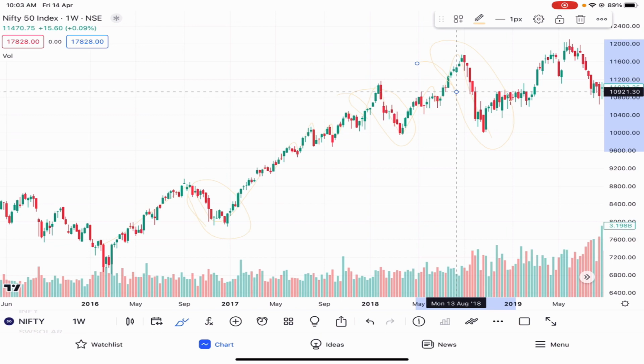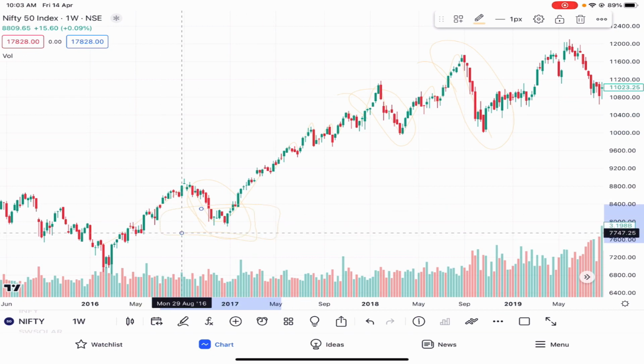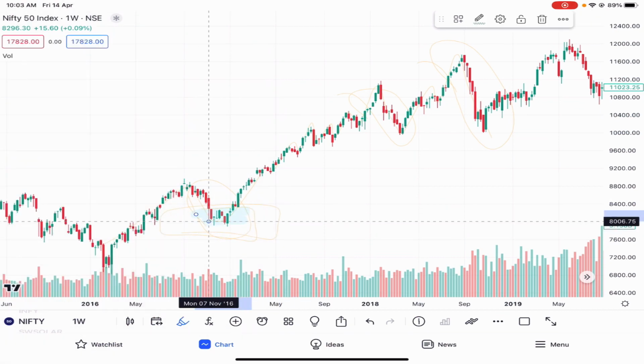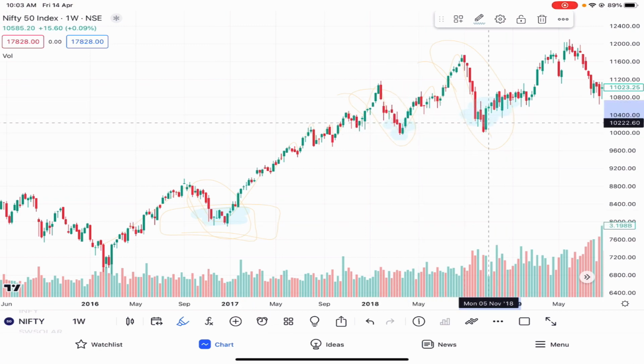Now inside my secondary trend, what is happening? Inside my secondary trend, I'm having a little bit of consolidation, right? So now that is my minor trend. I hope you understood the difference between primary, secondary and minor. Primary is the overall trend. Secondary is the trend which is inside the primary trend. And minor is the trend which is even inside the secondary trend.